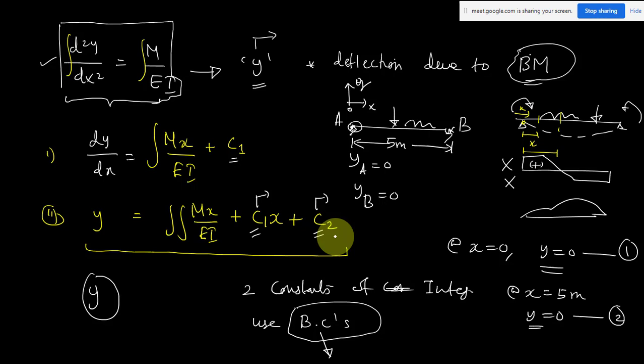If you have a fixed support, the slope will be 0 and the deflection also will be 0. So I will get two boundary conditions. But if you take a simple support, the deflection will be 0 and the moment will be 0. That will be another boundary condition. The boundary condition does not mean only the deflection, it can be in terms of moment also. Some value will be known to you.